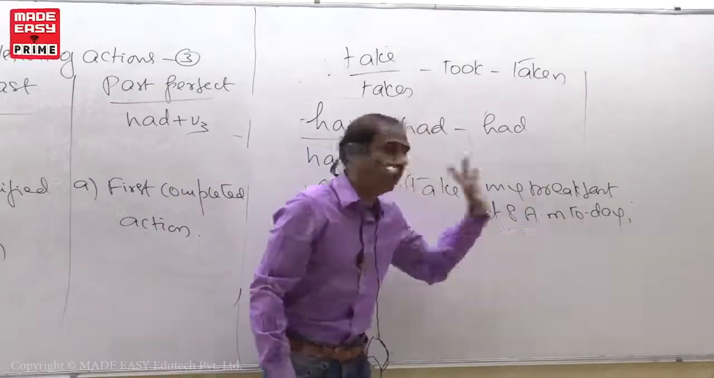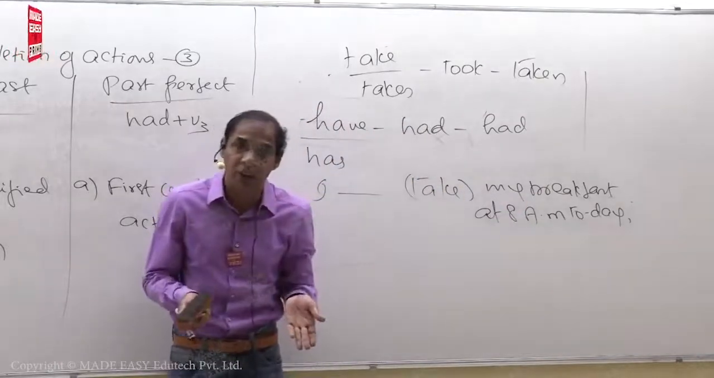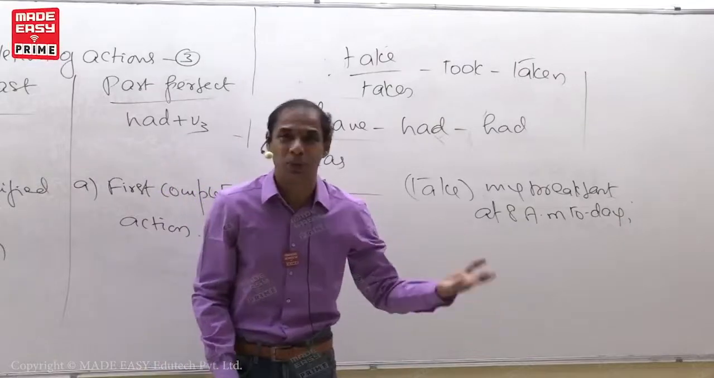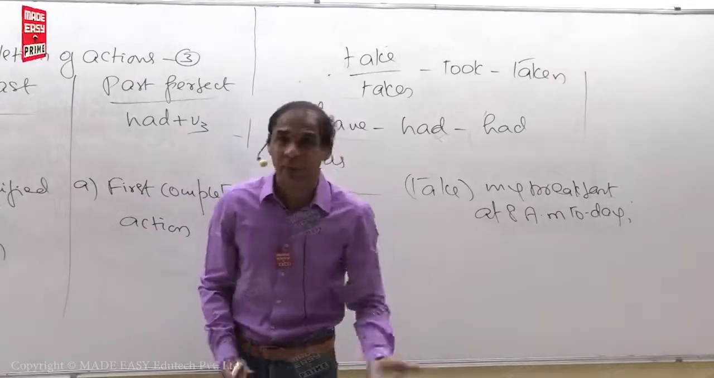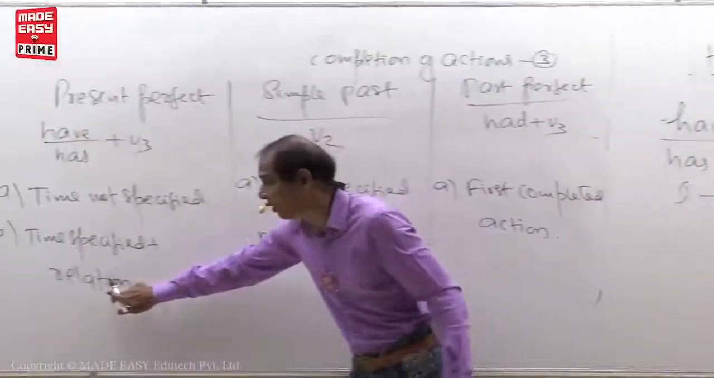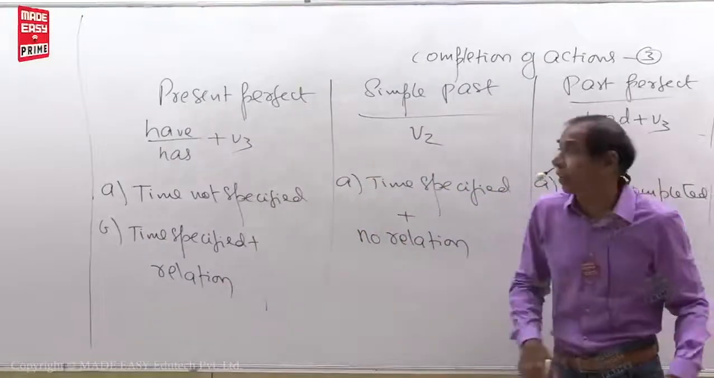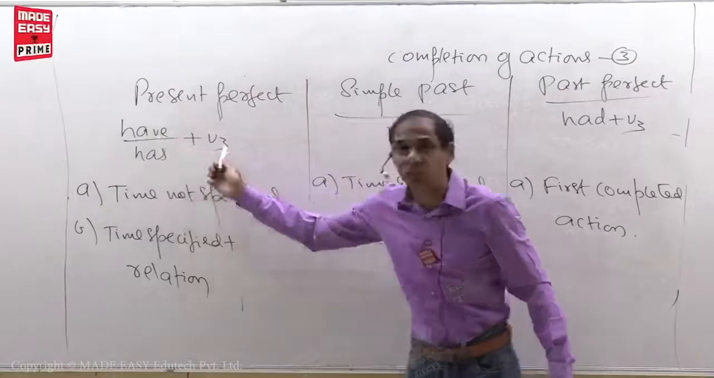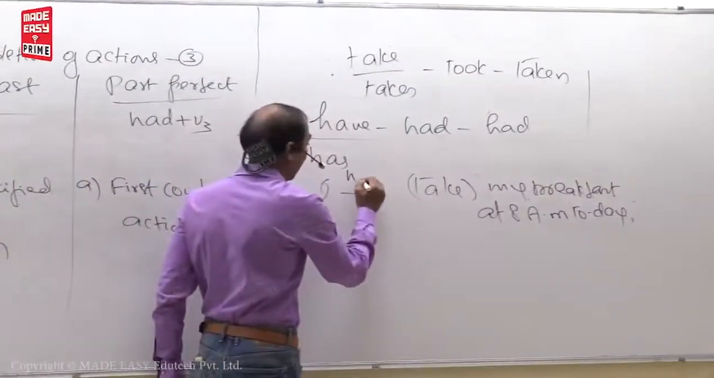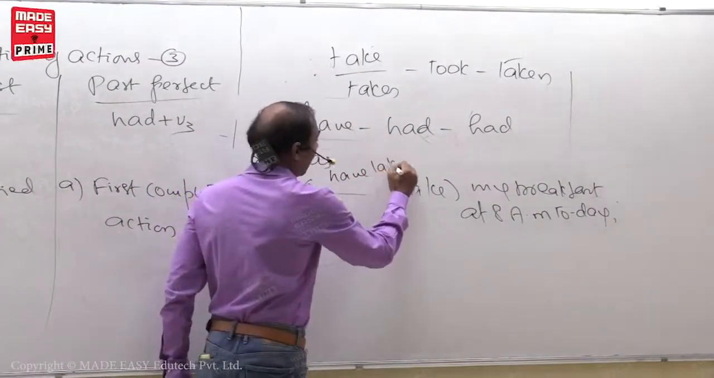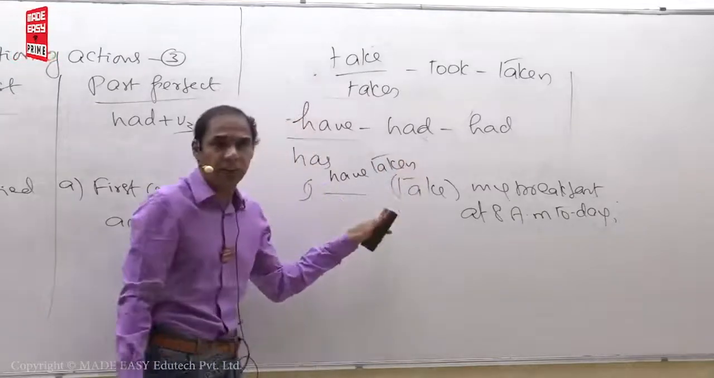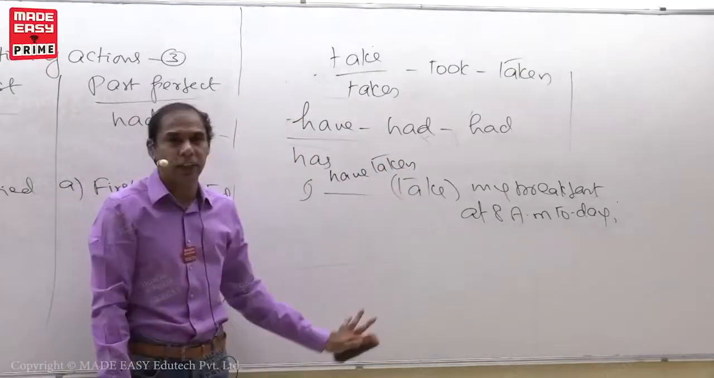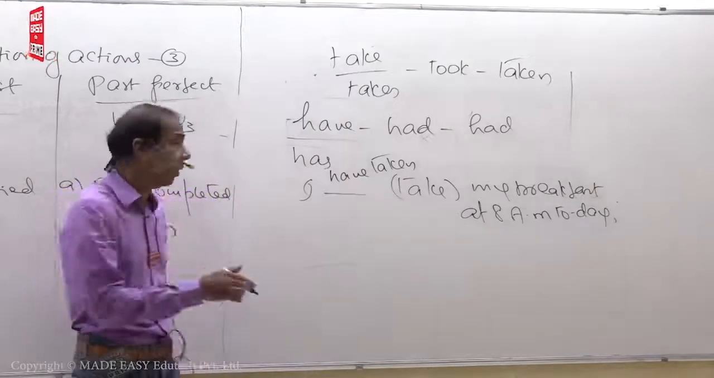At 8 a.m. today. Today means we are still living in today. It means we have a relation with today. When we have a relation with the time, time specified plus relation, what is the tense we have to use? Present perfect tense. Have by has plus V3. I have taken. You have no need to write. We already have taken this sentence. I have taken. Now, what is the verb I am giving here?